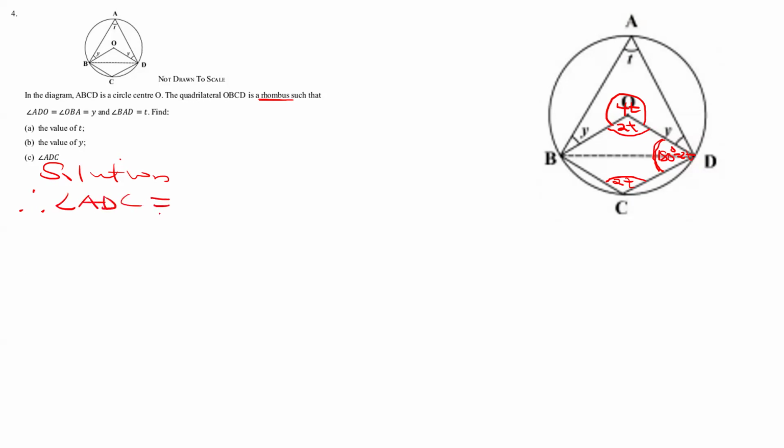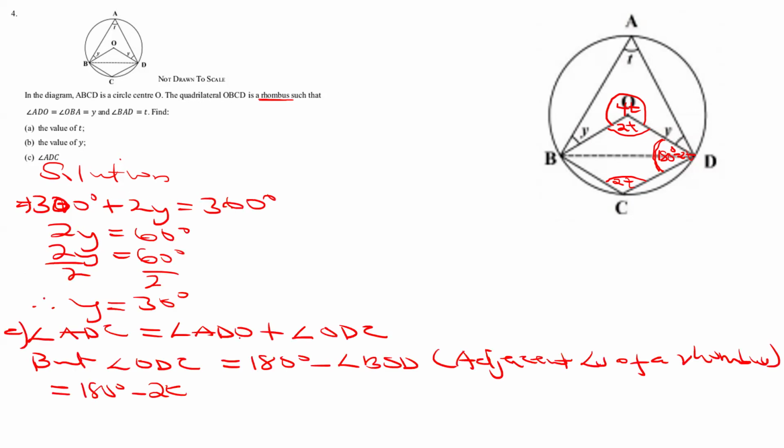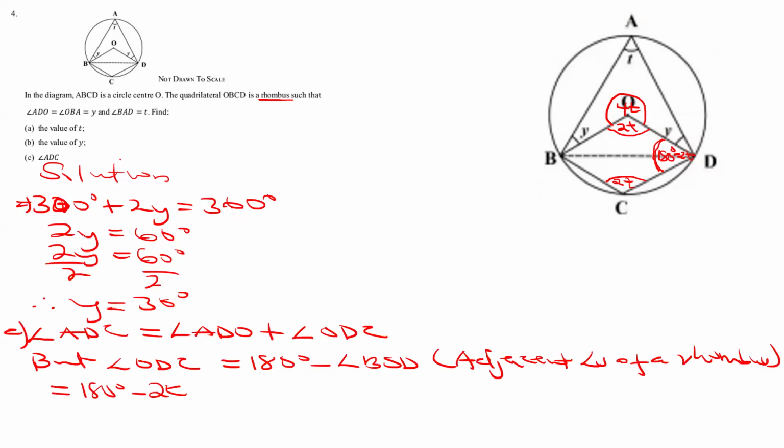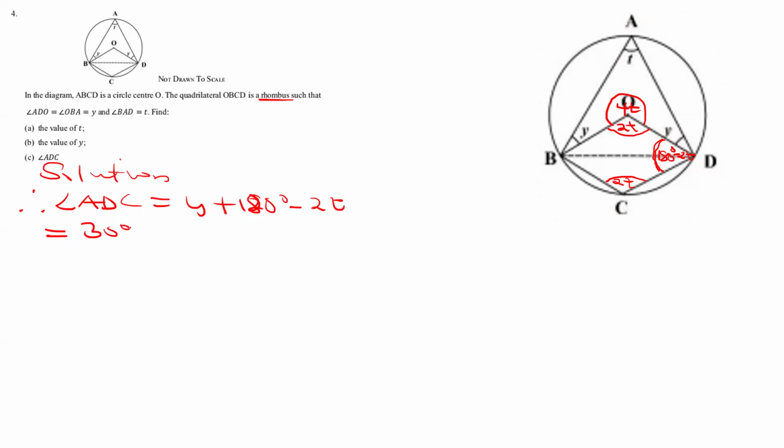will be equal to, now let's look at what we have there. We said ADO, and ADO is y. So it will be y plus 180 minus 2t, just as you can see in the diagram. So it will be y plus 180 degrees minus 2t. You know the values of y and t. So y, what did we get? We had 30 degrees. So 30 degrees plus 180 degrees, then minus 2t.